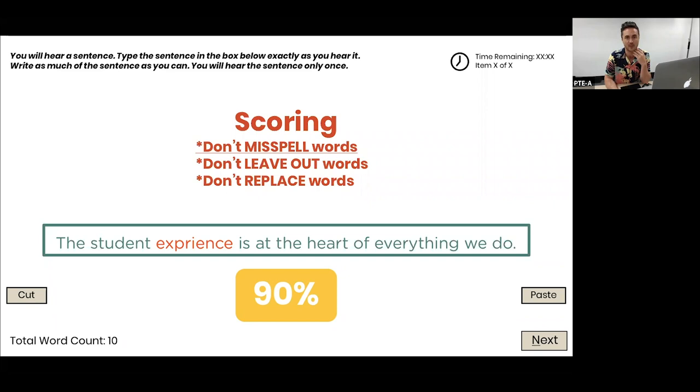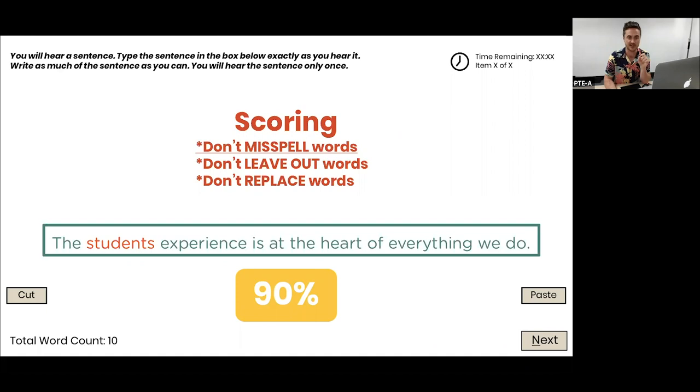If that includes, by the way, misspellings or if the word is students and you write student, or if the word is student and you write students, that will be considered incorrect as well. Even though it's sort of a grammatical issue, you could think of it like a spelling issue if you like. You'll lose a point there. Don't leave out any words. If the sentence is the student experience is at the heart of everything we do, and you forget the word student, then you're going to lose a point there.